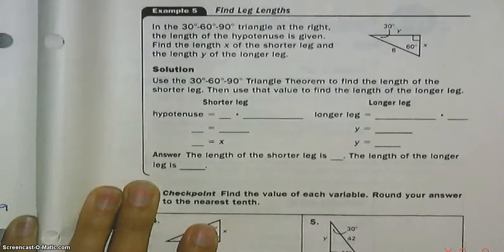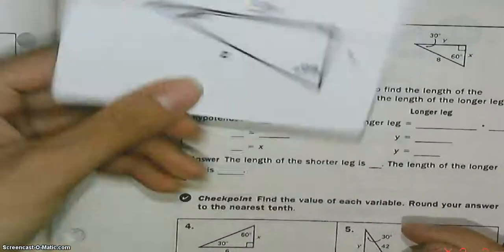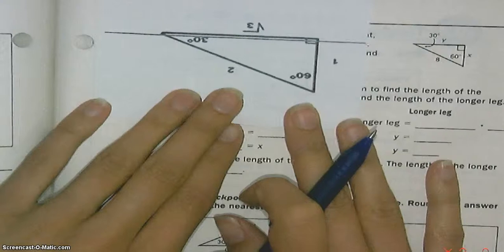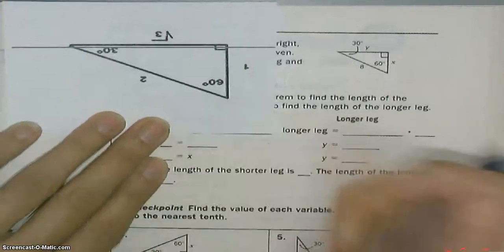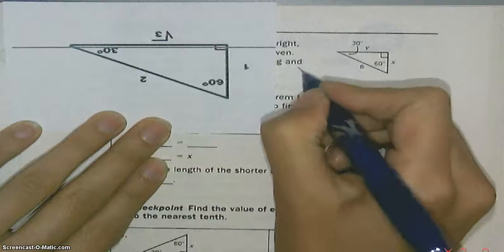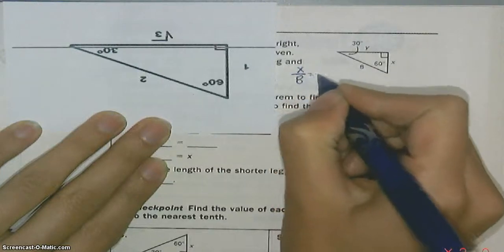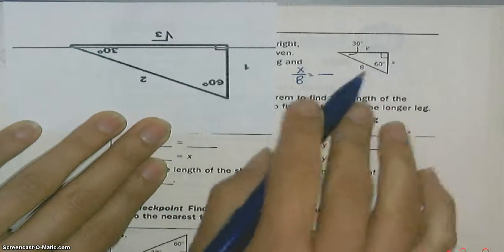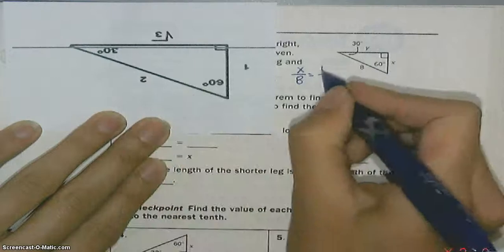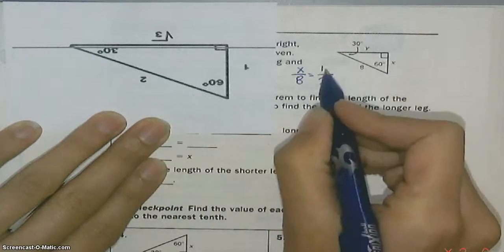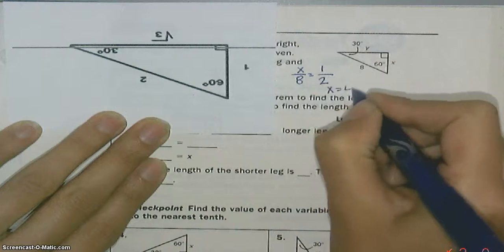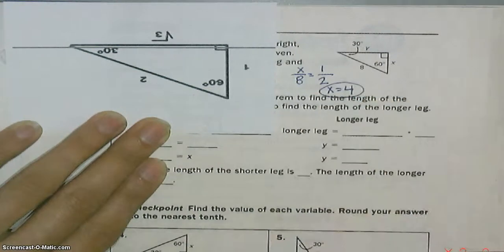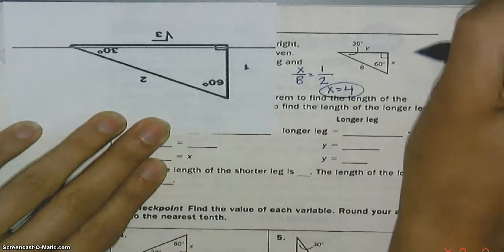All right, here we go. Another example. Turn your 30-60-90 triangle so that it looks the same. It's okay that it's upside down. We're still going to write our same proportions. So x is to 8 as 1 is to 2. 8 times 1 is 8 divided by 2 is 4.